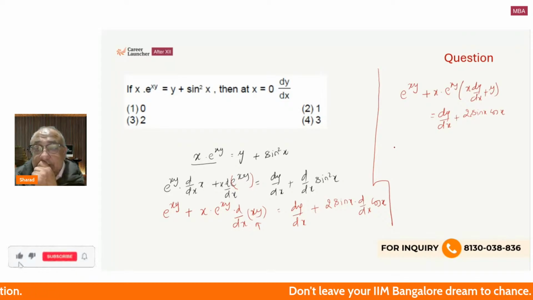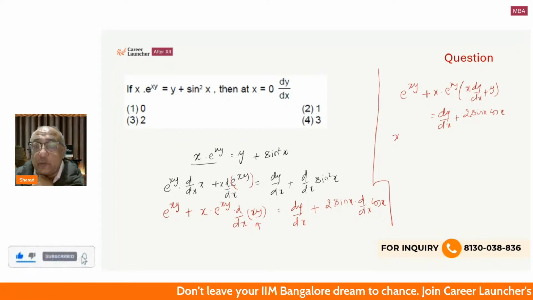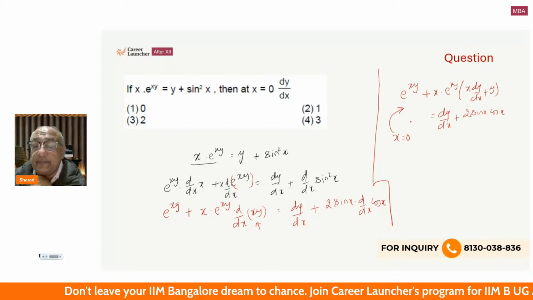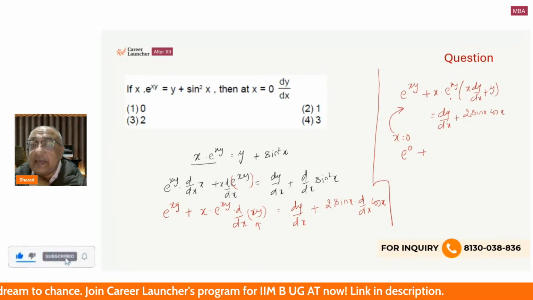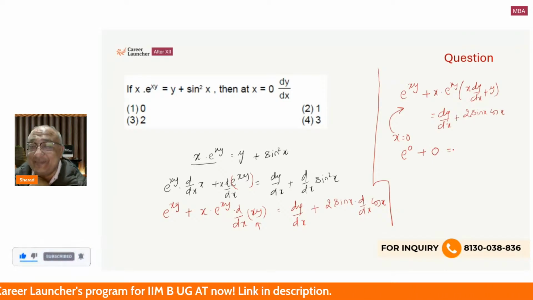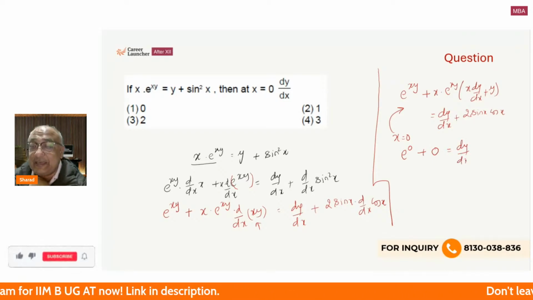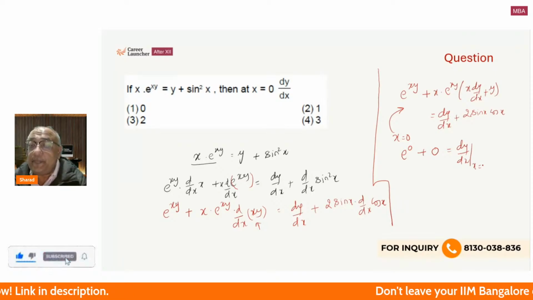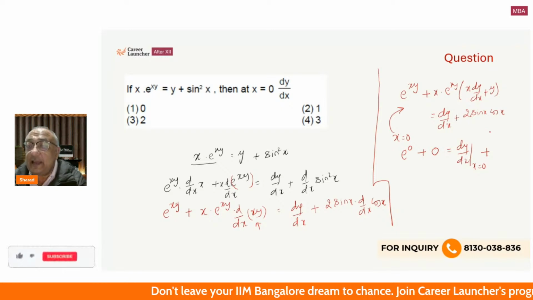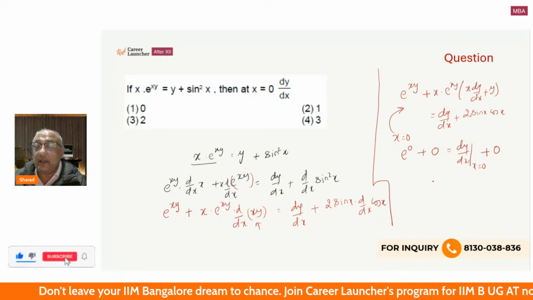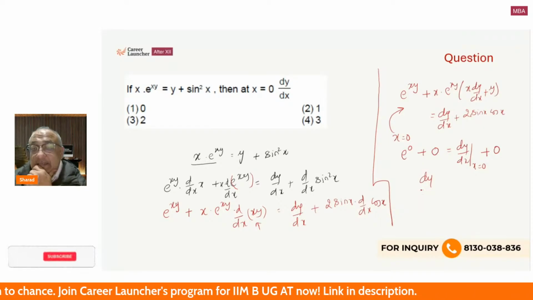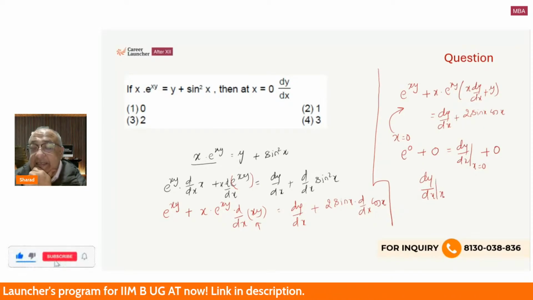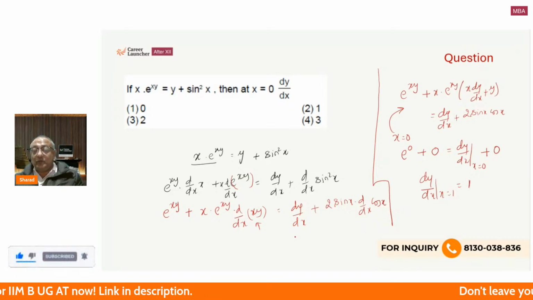Now, what to do? dy by dx is coming very complex, so don't worry. Let's put x equal to 0 here. If I put x equal to 0, I'll get the first term as e raised to power 0. The second term will become 0, because this is multiplied with x. Here it is dy by dx at x equal to 0. And this value will become 0. So dy by dx at x equal to 0 is equal to 1.